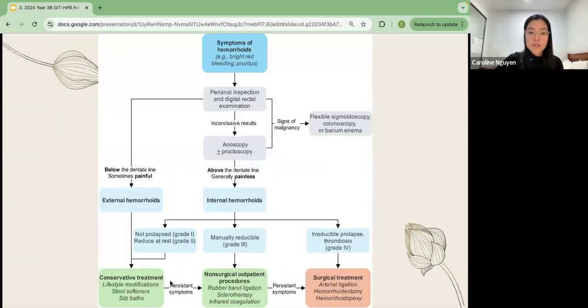We need to give them sitz baths, but this is the conservative approach. If that doesn't work, that's what the question said. So the rubber band ligation: tie a rubber band around it, block the blood supply, and it'll just fall off on its own. Otherwise, we need to take it into surgery and block the blood vessels that are supplying the hemorrhoid.